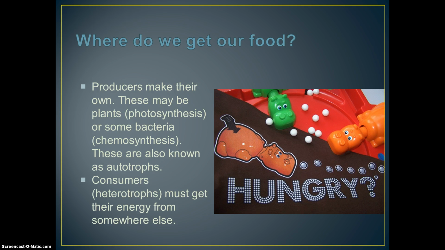First of all, we have to look at where we and other organisms get our food, and that can be broken down into two basic categories. Producers produce their own food, they make their own food. Usually, we think of plants. They do photosynthesis. They take solar energy and turn that into carbohydrates, into sugar, and more complex carbohydrates that can be broken down. We also have something called chemosynthesis.